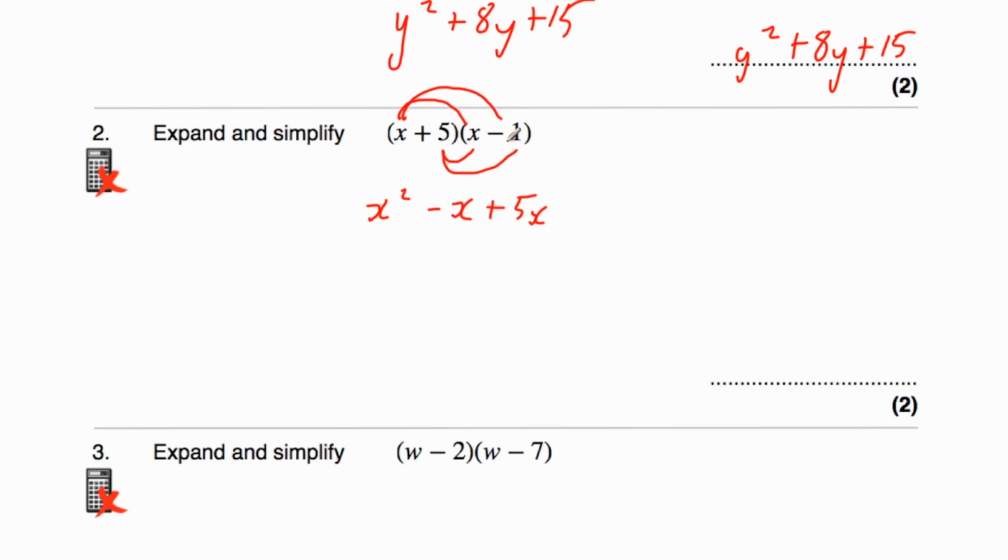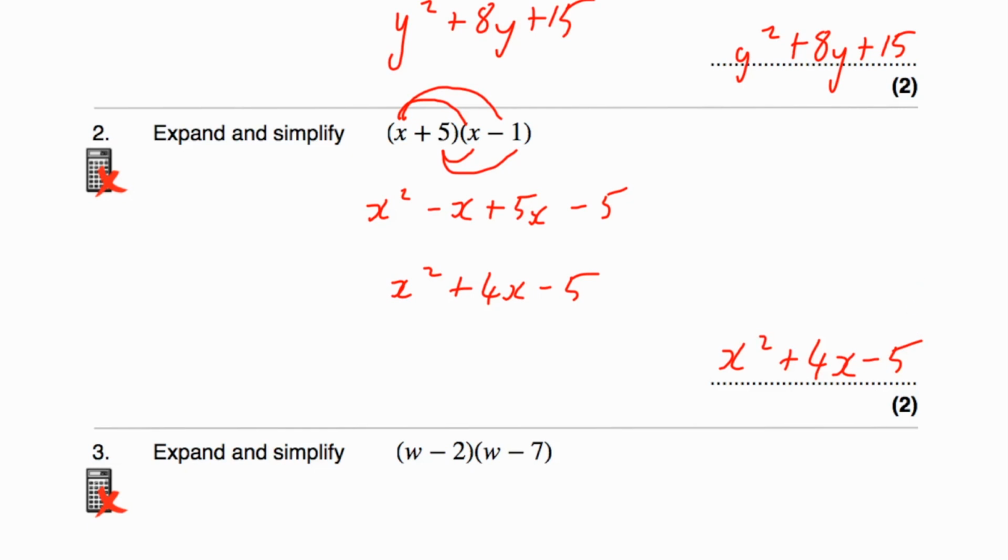And then finally, we've got 5 times minus 1. Well, 5 times minus 1 will be minus 5, because a positive times a negative is a negative, and 5 times 1 is 5. So we've now expanded, we now need to simplify. If we have a look at the terms in the middle, minus x plus 5x, well, minus 1 plus 5 is 4, so that would be 4x. So the answer would be x squared plus 4x minus 5. And that's it.